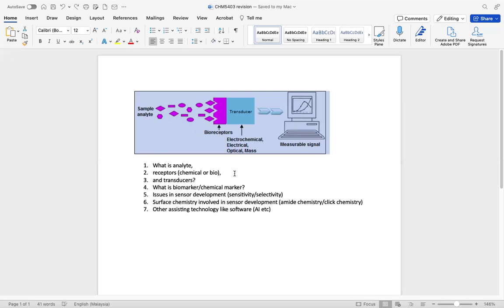So for receptors, we have learned about DNA, antibody, aptamer, and Dr. Helmi also talked about enzymes. Enzyme is very useful, even though it is quite an old technology, it is still very useful. The fourth one we learned about is CRISPR.